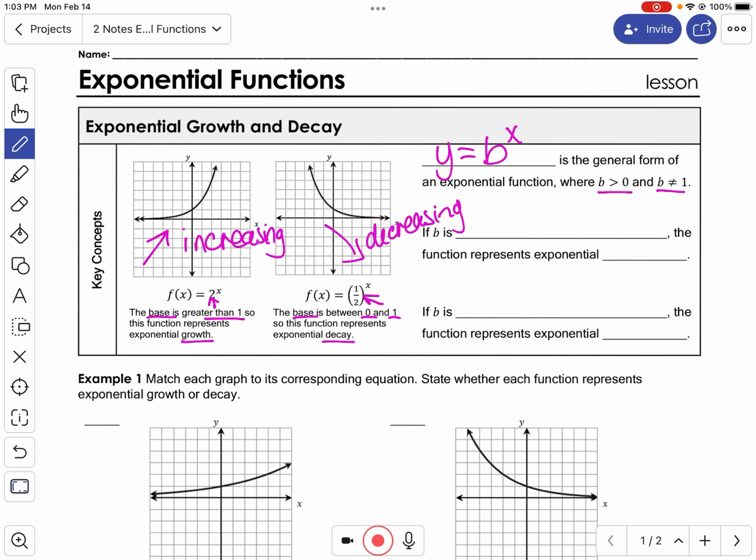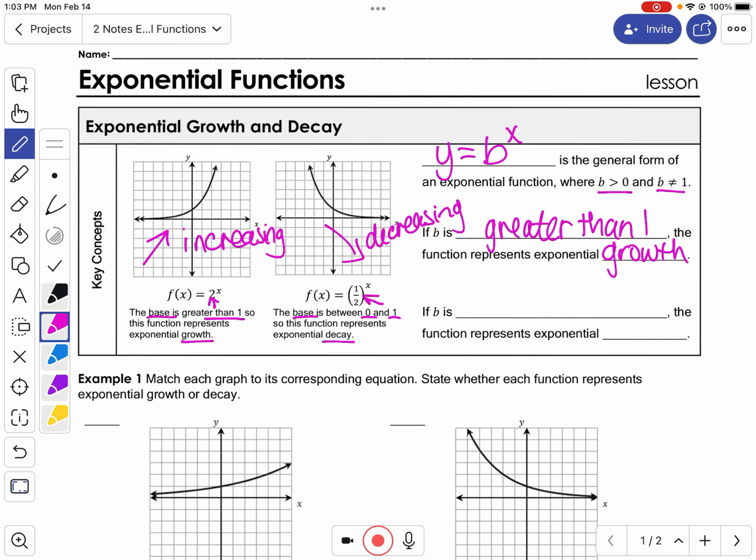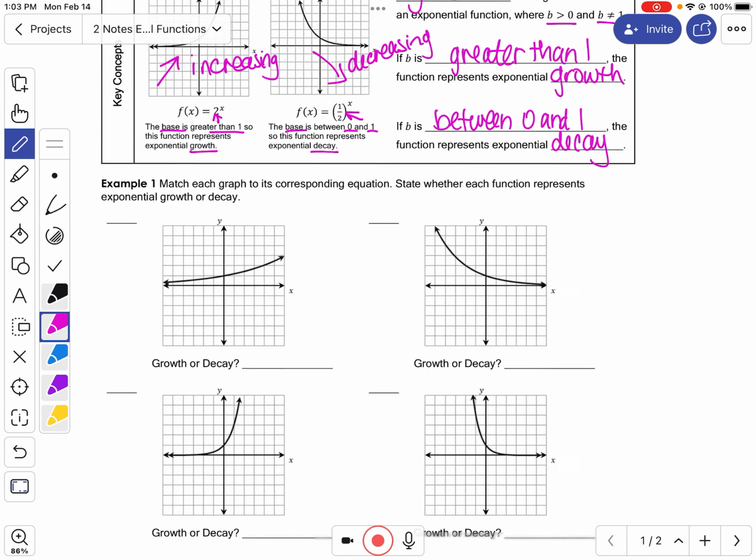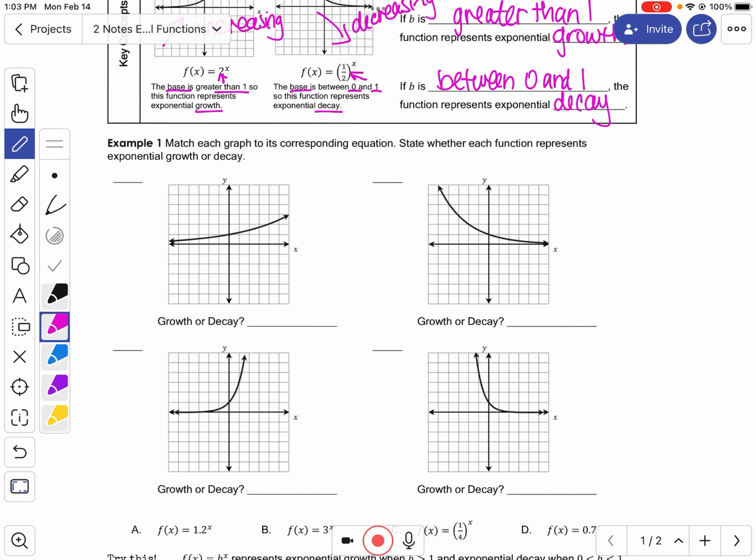If your base is greater than 1, which we already said, it's going to represent an exponential growth. And if your base is in between 0 and 1, then it's a decay. We're going to be looking at both of those. We're going to match each graph to its corresponding equation and state whether each function represents a growth or a decay.